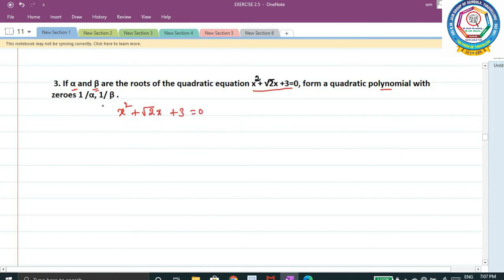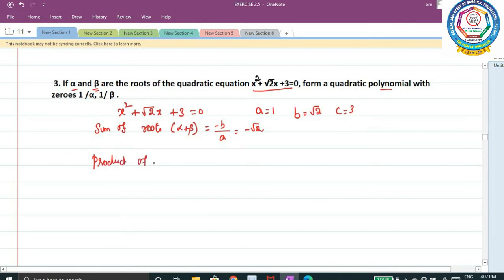From this quadratic equation, we have to find the sum of roots and product of roots. Sum of roots, that is alpha plus beta, equal to minus b by a. Before you write it, what are a, b, c? a is equal to 1, b equal to root 2, c is equal to 3. So minus b by a is minus root 2 by 1, minus root 2. Next, product of roots. Product of roots, that is alpha beta, equal to c by a. c is 3 by a 1, that is 3 only.